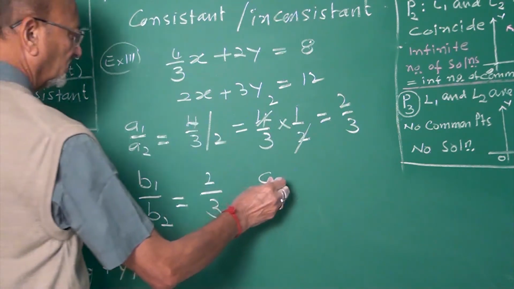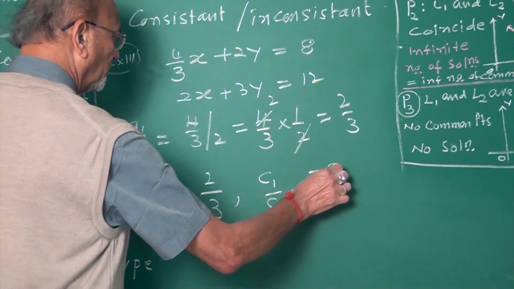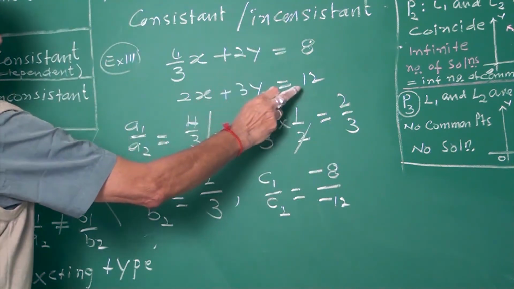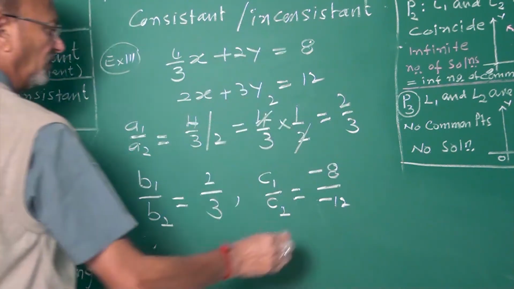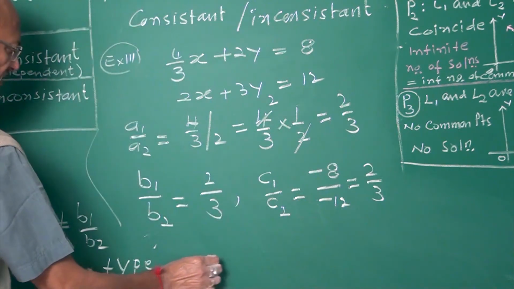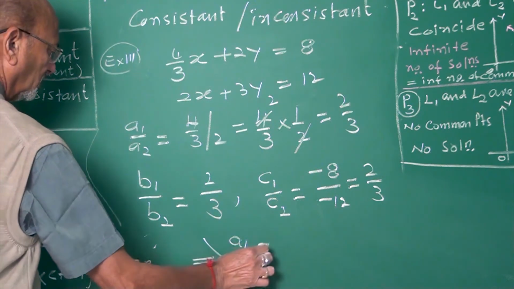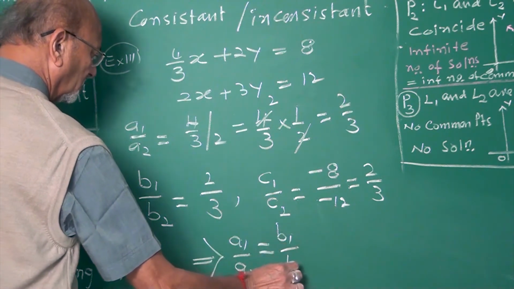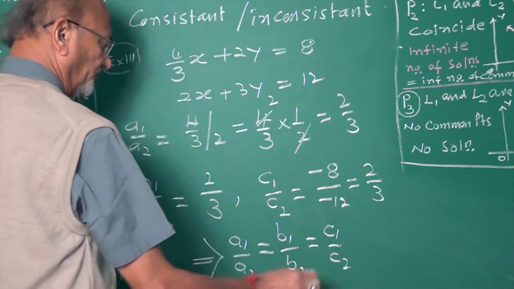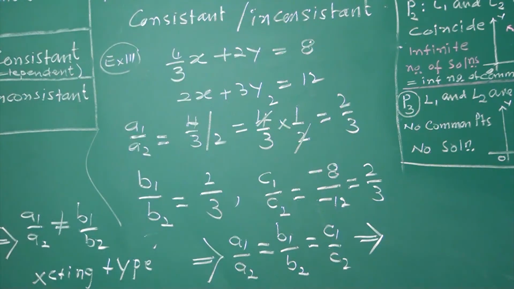C1 upon C2. It is minus 8 upon minus 12. Why? My friend, you must take this side, you must take this side. What is this? It is also 2 by 3. Then from this, what is clear? All the three are equal. C1 upon C2, when all the three are equal, my friends.